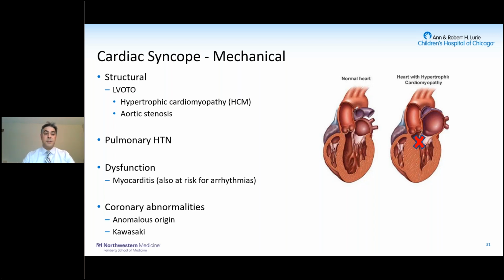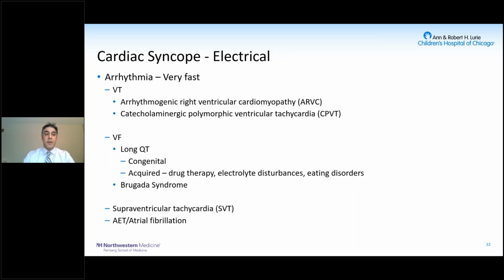Right-sided pulmonary hypertension, you have such tight pulmonary vasculature that there's not enough blood going to your lungs, and in return not enough coming back to your left heart, and low cardiac output. Is there concern for dysfunction, myocarditis, where your heart is just not pumping enough blood? And coronary abnormalities, where there's obstruction to your coronaries, which provide blood to an aspect of your heart.